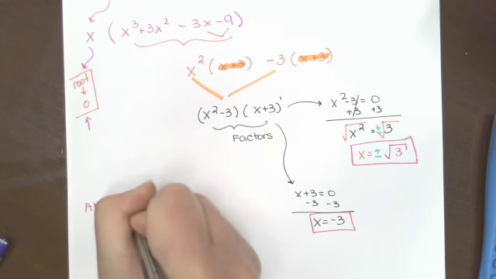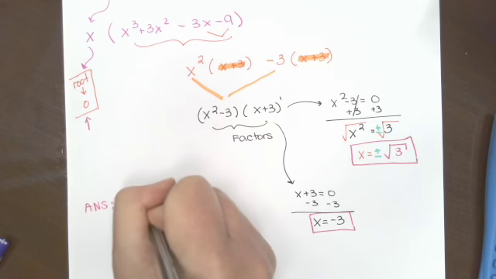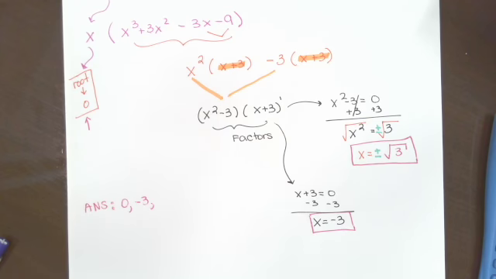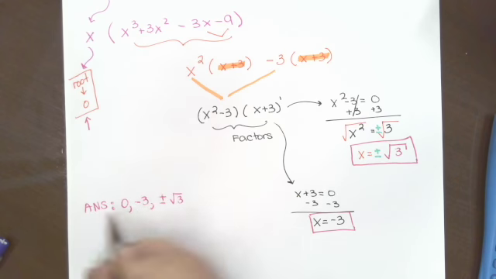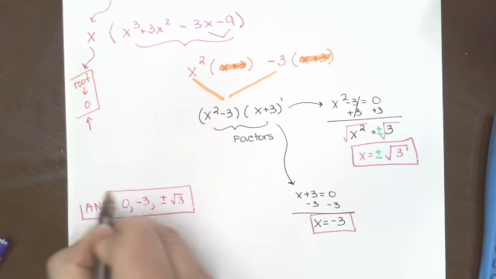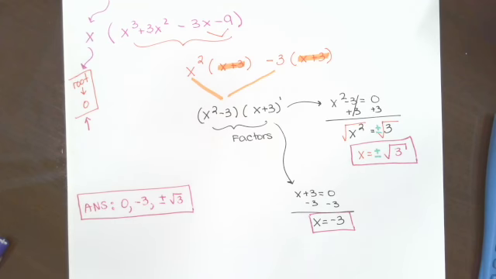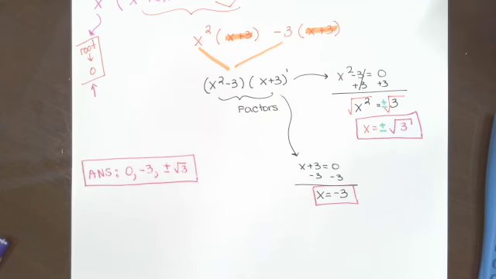Your answer looks like 0, comma, -3, comma. It is your choice if you want to separate a plus square root of 3 and then a minus square root of 3, or you can just do both, plus or minus root 3. I would accept any of that. Any other questions?